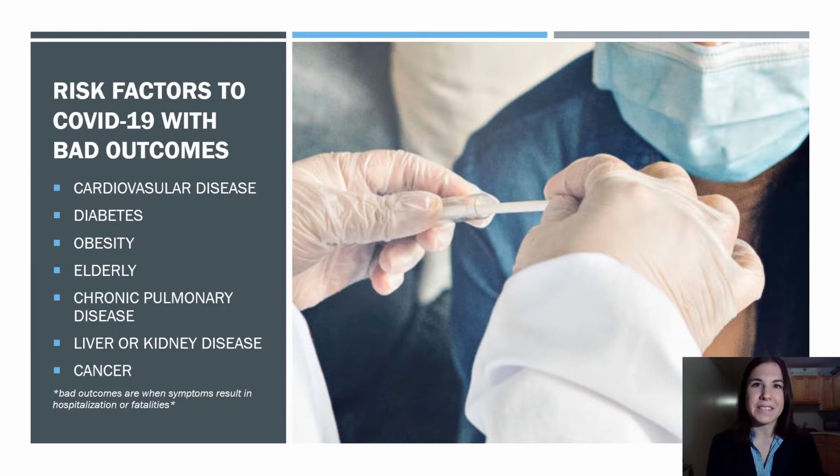When we look at the risk factors to COVID-19 that result in hospitalizations and fatalities, there seems to be a trend that the severe cases of COVID-19 come from people who are already suffering from pre-existing health conditions. These conditions include cardiovascular disease, diabetes, obesity, elderly, chronic pulmonary disease, liver and kidney disease, and cancer. I will be going back to these after we discuss the gut microbiome.